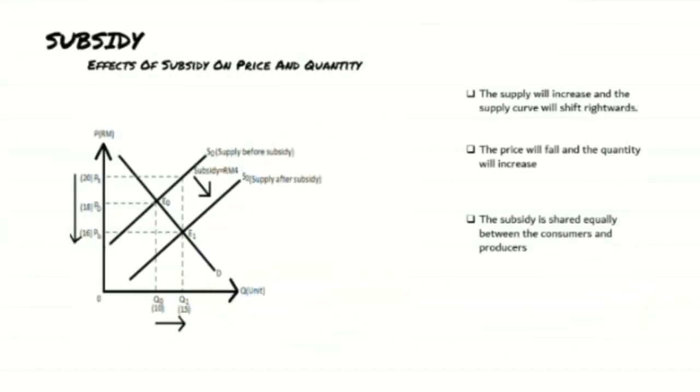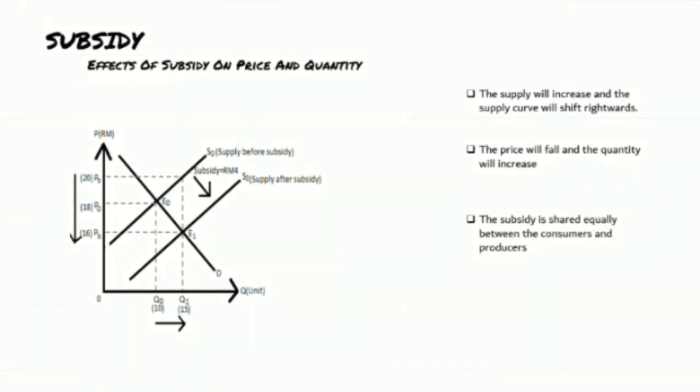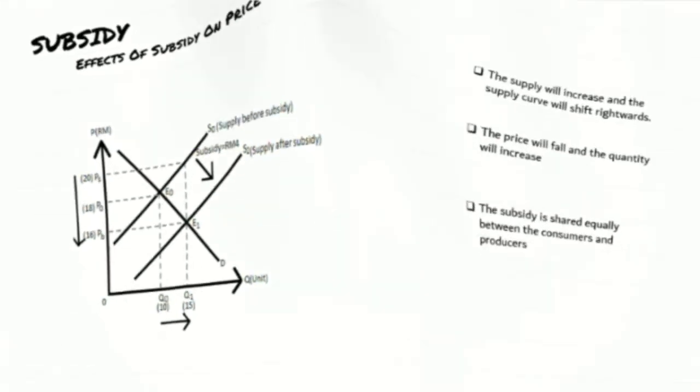Next, subsidy. This figure shows the effects of subsidy on price and quantity. The supply will increase and the supply curve will shift rightwards. The price will fall and the quantity will increase. The subsidy is shared equally between the consumers and producers.